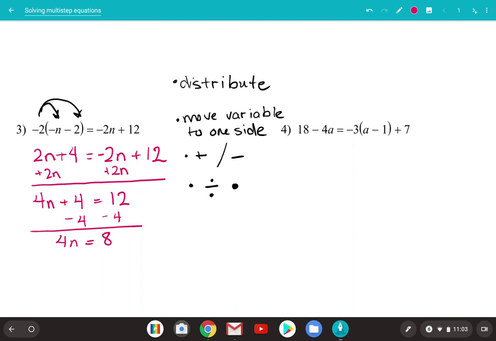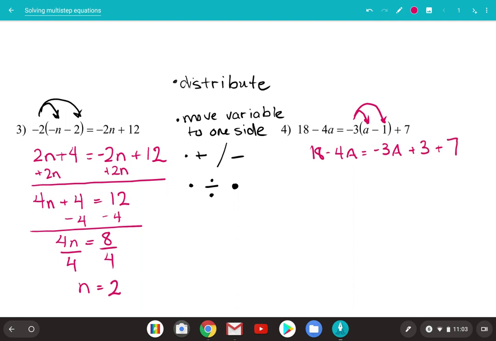Okay, here we subtracted because it was positive. Now we're going to do the multiplication division. It's being multiplied, so we are going to divide. Okay, so again, distribute. So we get 18 minus 4a equals negative 3a. Negative times negative is positive.